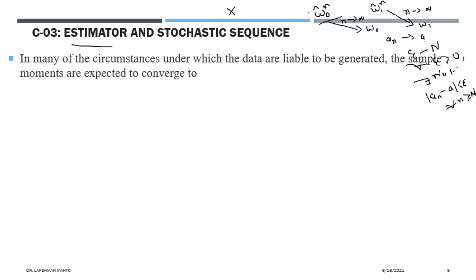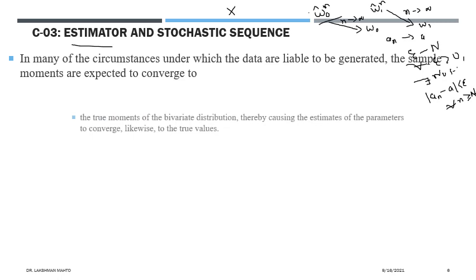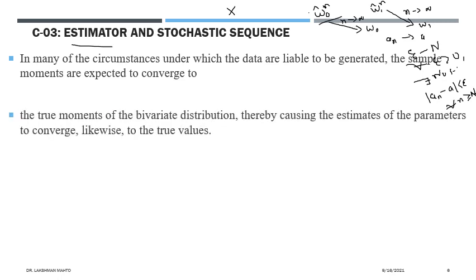In many of the circumstances under which the data are liable to be generated, the sample moments are expected to converge to the true moments of the bivariate distribution. That means if you define x bar, the sample mean, we ask it to converge to the true moment, that is the population moment, the expectation of x. We take various samples of the same size and talk about convergence. In the long run, across various samples, does it converge to the expectation of x? Likewise, does the sample mean of y converge to the expectation of y?